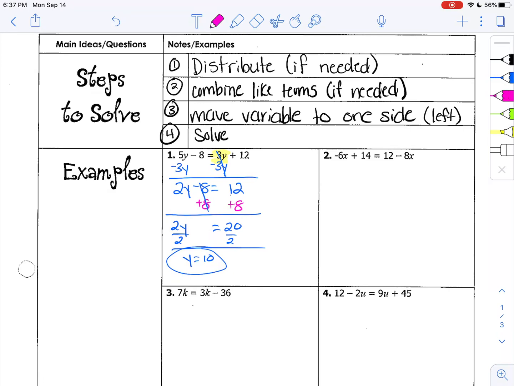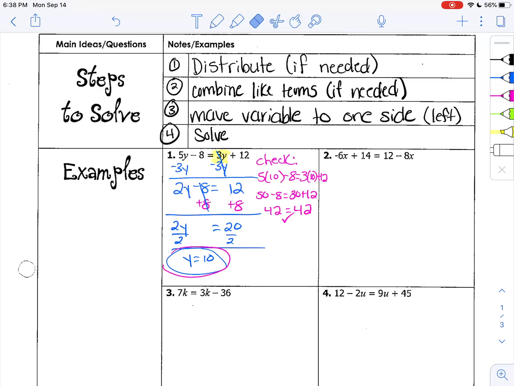Just like with our other problems, we can take that answer and check it by plugging it in. 5 times 10 minus 8 equals 3 times 10 plus 12. 50 minus 8 equals 30 plus 12. 42 equals 42, which shows us that our answer of y equals 10 is true.